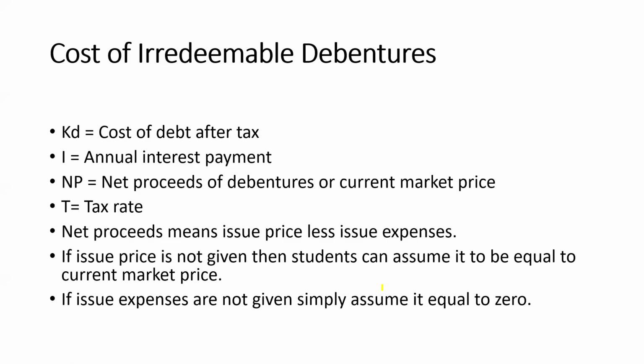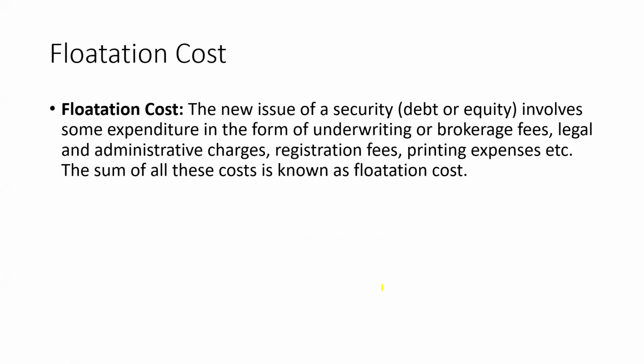So whenever we talk about net proceed or the market price, it basically means the issue price, the price at which this is issued, minus the expense on issue, and this is called net proceed. And if the issue price is not given, then the student can assume that it is equal to the current market price, while if the issue expense is not given, assume it is zero.